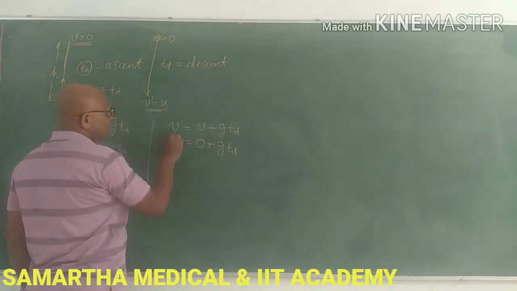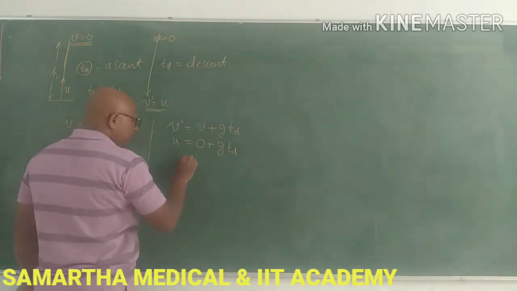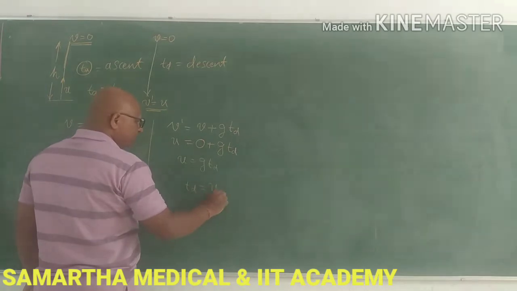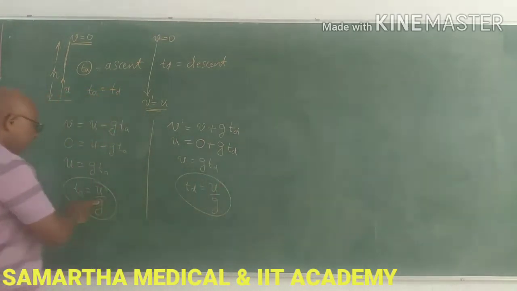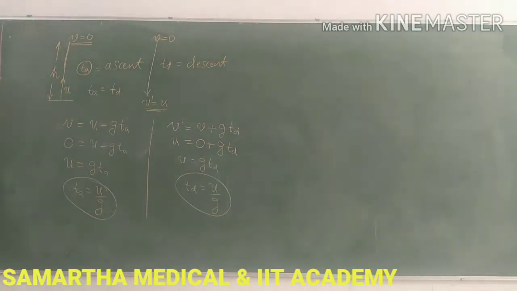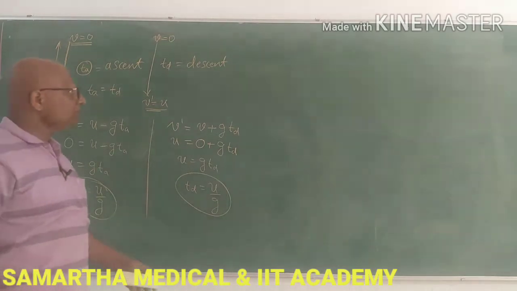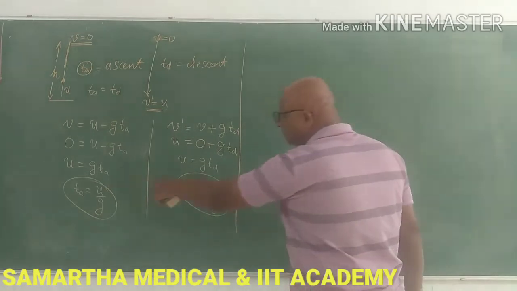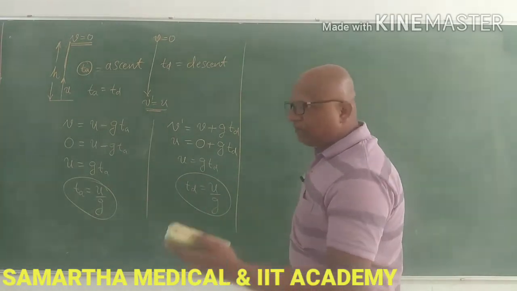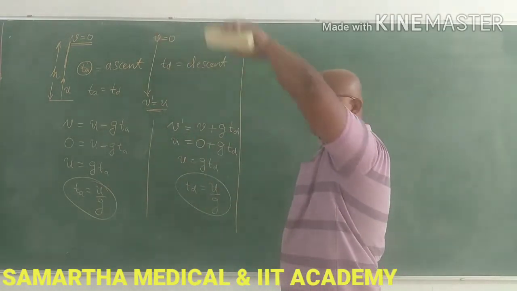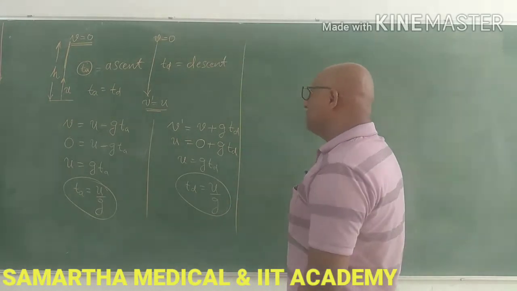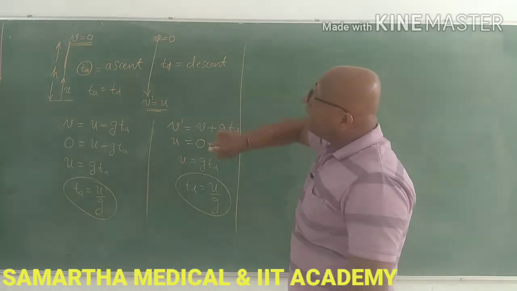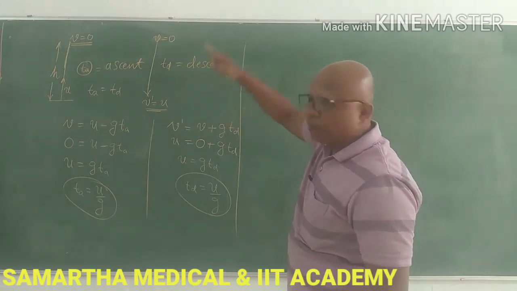V dash is u itself, we know it. That's why u is equal to g TD. It means TD is equal to u by g. Again, you have got that the time of ascent and time of descent are the same. And also you can prove that the velocity of throwing is equal to the velocity of reaching. Both are the same.